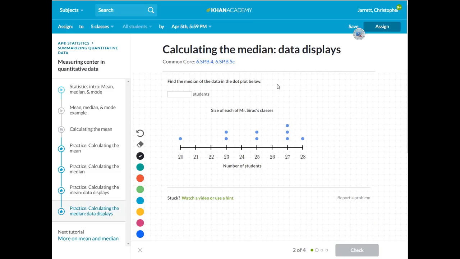So again, we have 20. 23 is there twice. 25 is there twice. 27 is there 3 times. And 28 is here once. So now that they're in order, or they're already in order, 20 and 28, 23 and 27, 23 and 27, 25 and 27, and there's only one number in the center, which is 25. So my median is 25.